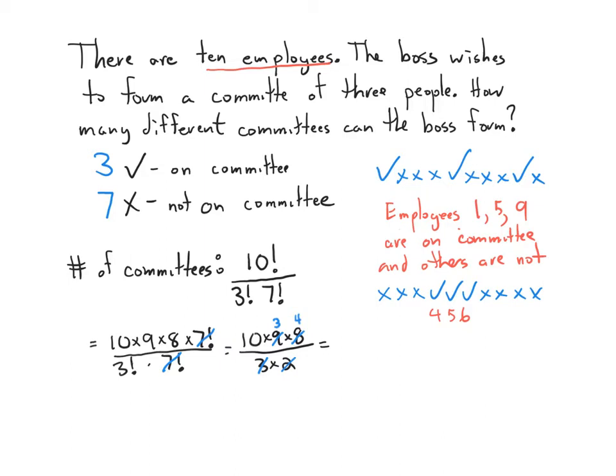And the reason I did that and didn't take it from the 10 is because it's really easy to multiply by 10, so I don't want to kind of mess that up. It wouldn't be wrong if you did that, it just might be a little more work. So we're left with 10 times 3 times 4, and you could easily see that that is 120. So there are 120 different 3-person committees that you can make from 10 employees.